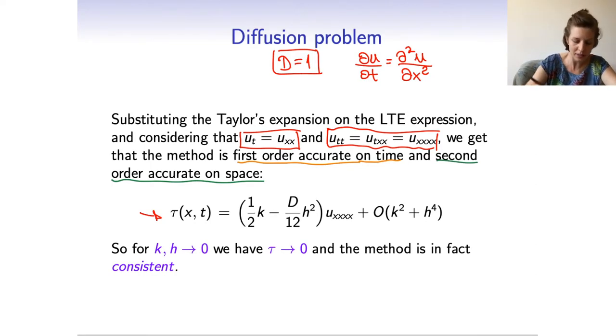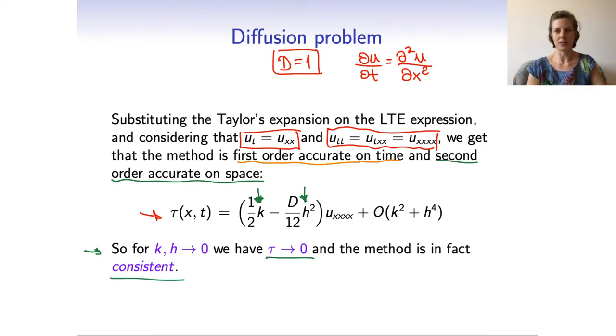So how can we see that? We can see that the local truncation error has some terms in k and some second degree terms in h. So we say that this is first order accurate in time and second order accurate in space. So we can see that for h and k going to 0, the local truncation error goes to 0, and therefore the method is in fact consistent.